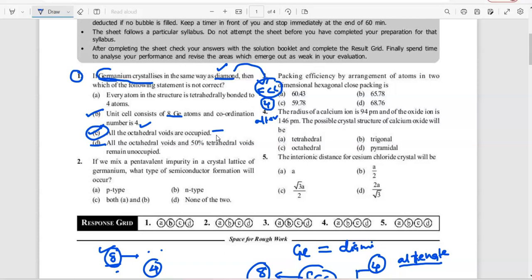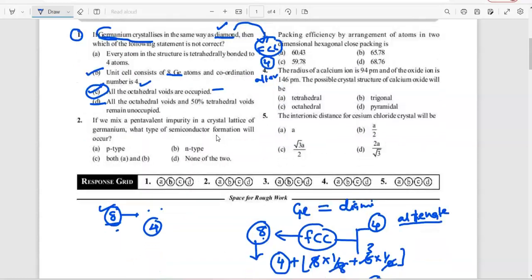But all octahedral voids are not occupied. I hope this first question is clear. So next we will go for the second question.